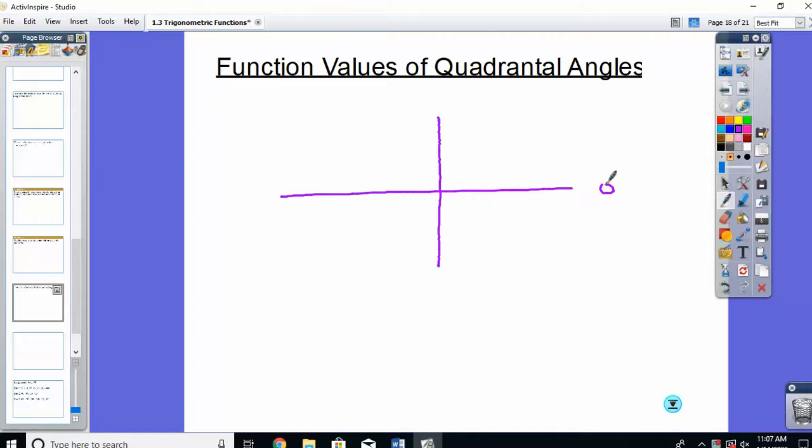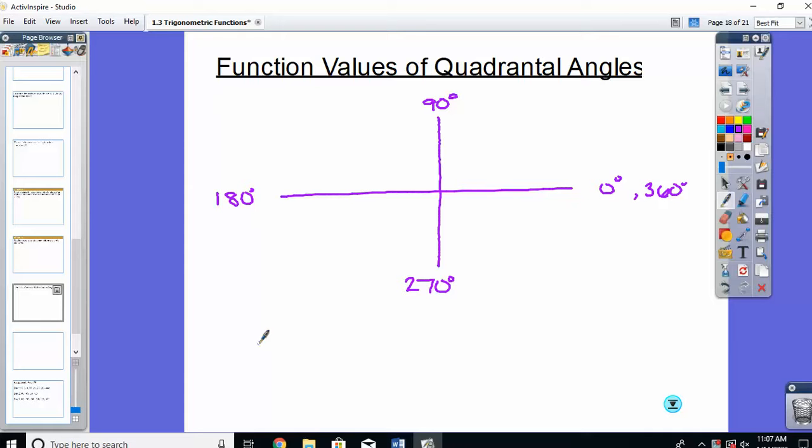If this is 0 degrees, 90 degrees, 180 degrees, 270, and if you're back around to 0, 0 would be the same thing as what? 360, and you could keep going around if you wanted.